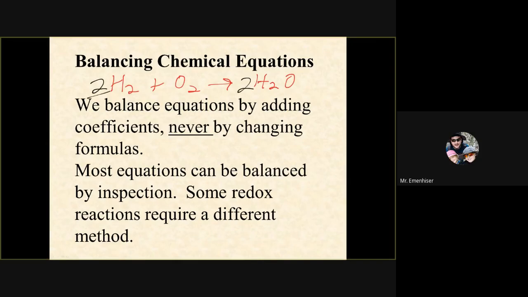And I usually make a table. Hydrogen, oxygen, and I do a before and after. So I make a little chart. Okay, so this is reactants. This is my yield. That's my arrow there. It's hard to draw. And then that's my products.